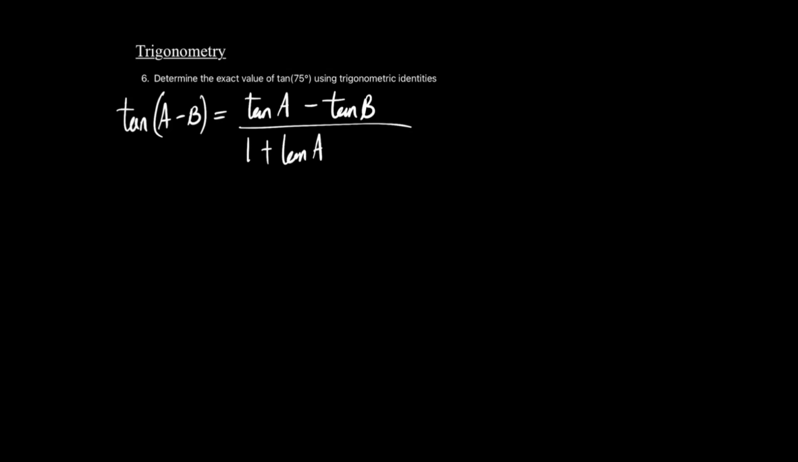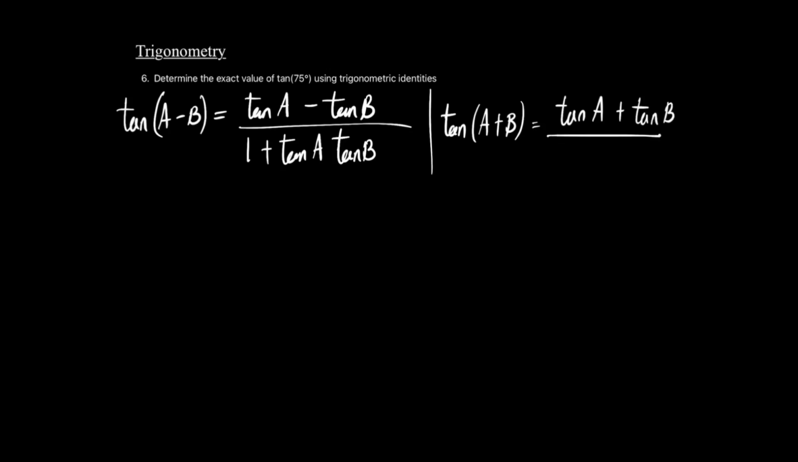Now, for the sum and difference identities for tangent, we have the first one, which is tan(A minus B), which is equal to tan A minus tan B, all of this divided by 1 plus tan A times tan B. And then the second one, which is tan(A plus B), which is equal to tan A plus tan B, all this divided by 1 minus the product of tan A and tan B.